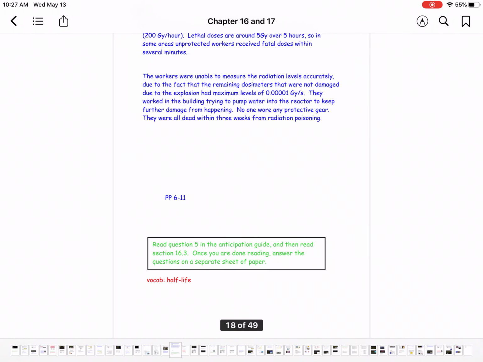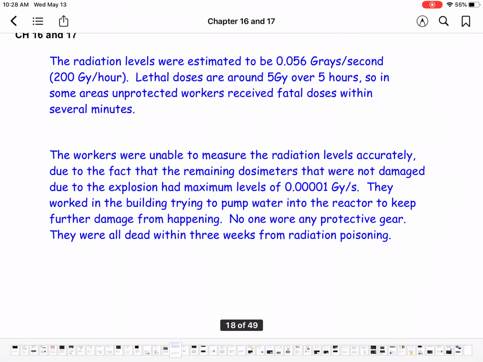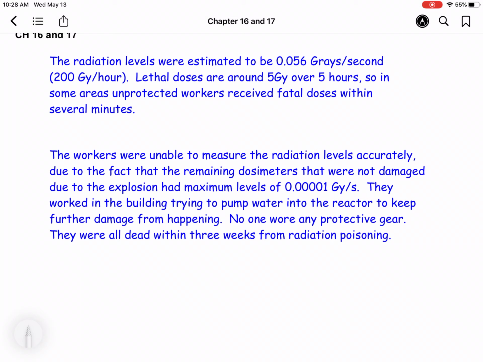All right. And so at Chernobyl, radiation levels were estimated to be 0.56 grays per second, which is about 200 grays per hour. And lethal doses are around 5 grays in 5 hours. So you were getting 200 grays per hour was the estimation, and a lethal dose is 5 over 5 hours, right? So in some areas, the unprotected workers, even if you were wearing protection, these gamma rays are so powerful that they received fatal doses in several minutes, right? They didn't die in several minutes. Their body was just going to die, okay?